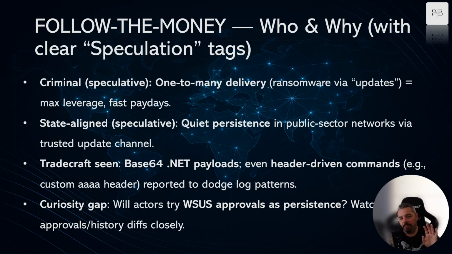Open question, not a prediction. Will we see persistence through WSUS approvals become common, or will detection shut that route down? I'll track real-world cases and update the pinned notes as they land. Next, I'll show you how to harden the architecture in the next 72 hours. So this isn't just a hunt sprint, it's a lasting fix.